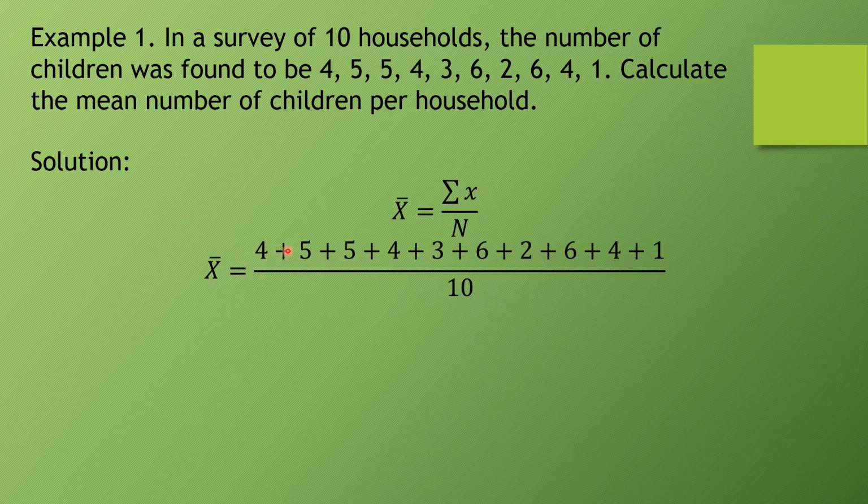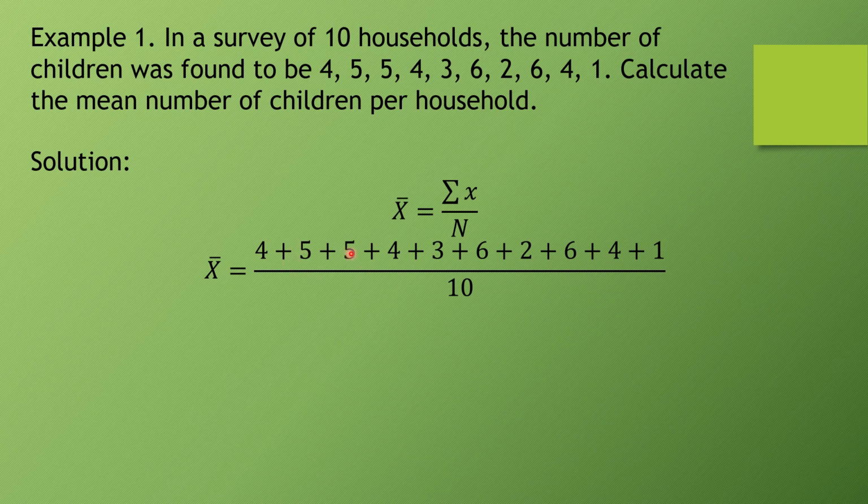Next, all the data given, you will add. So, 4 plus 5 plus 5 plus 4 plus 3 plus 6 plus 2 plus 6 plus 4 plus 1. And n is how many values are in the given data. 1, 2, 3, 4, 5, 6, 7, 8, 9, 10. So, there are 10 data values. So, that is 10. You're going to add all of this.